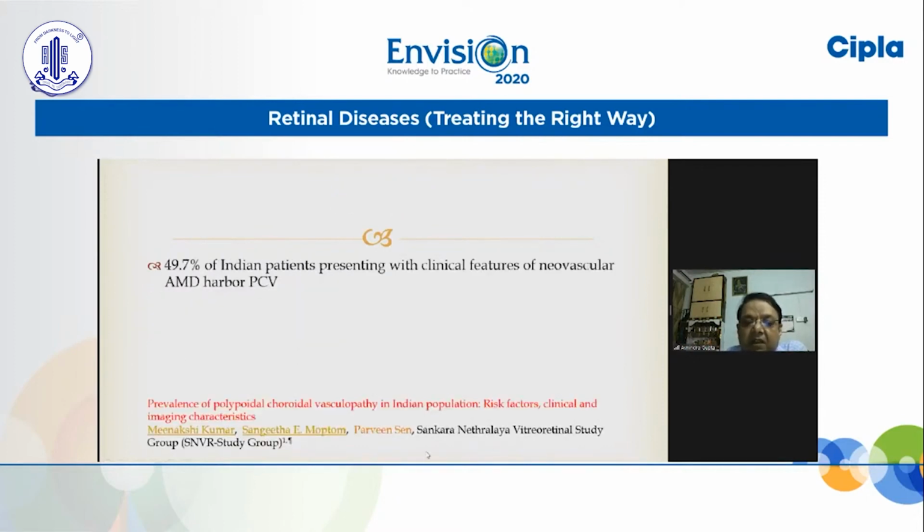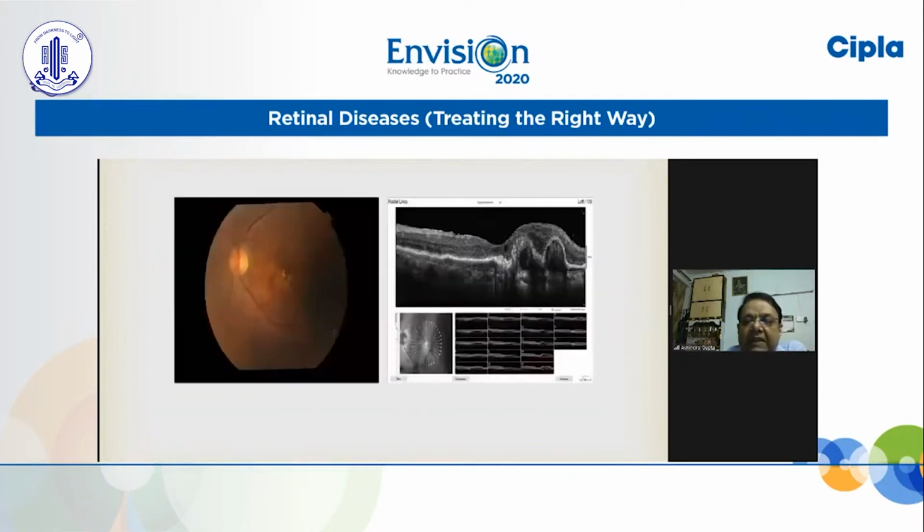The Shankar Netralaya Vitreoretinal Study Group said 49.7% of Indian patients presenting with clinical features of neovascular AMD harbor PCV. So almost half of the patients of wet AMD are polypoidal choroidal vasculopathy. Now we see an example here.